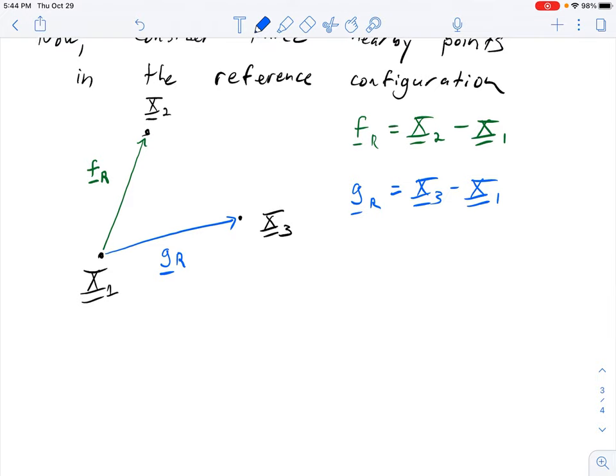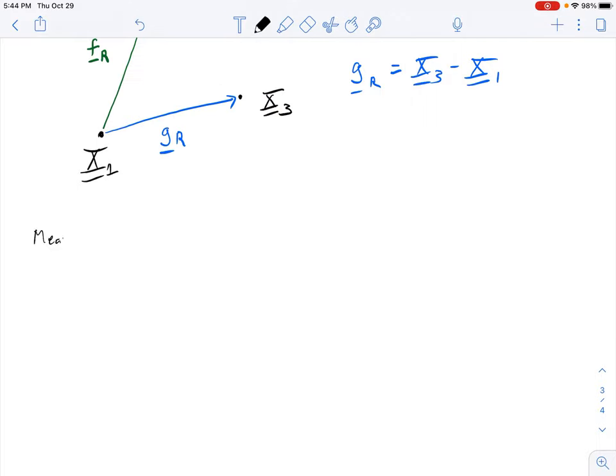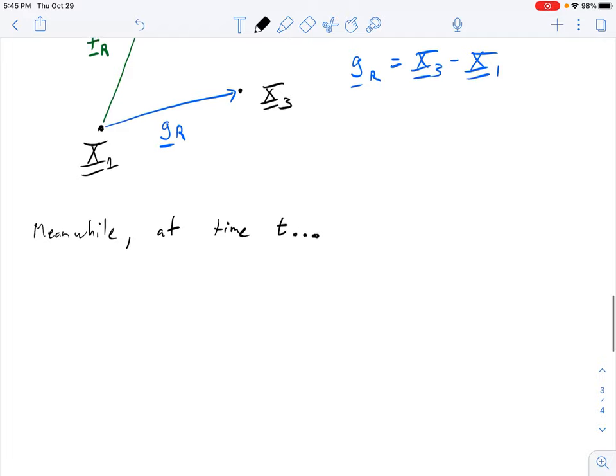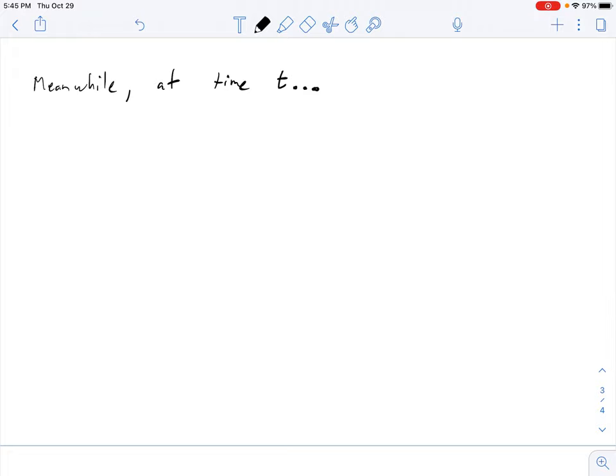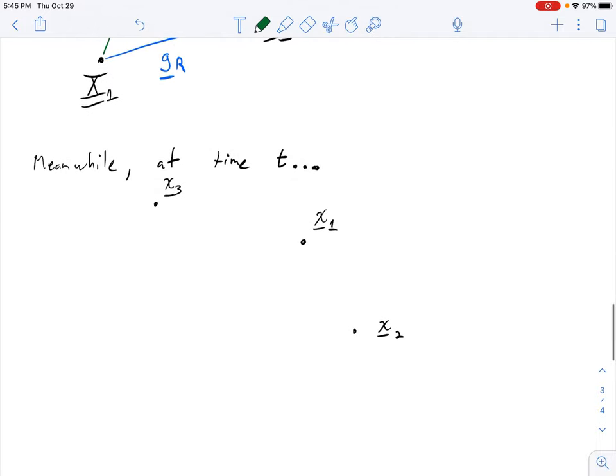All right, and all this here is we're looking in the reference configuration. And now over here, we have at time t, we have x1, x2 and x3, with this being what we'll call F because it's going to be the spatial counterpart for FR, and this is going to be G.